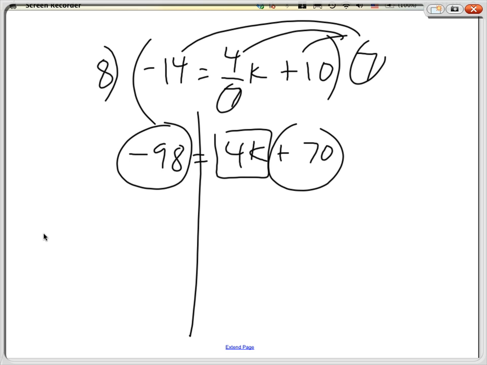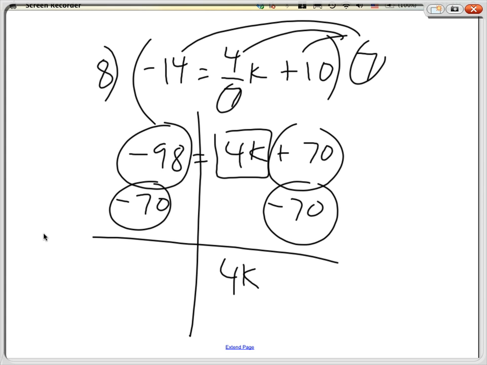Okay, where do you move that? Left. How do I move the positive 70 to the left? Good. So I'm going to subtract it over. Notice always opposite operation. Adding or subtracting to move the entire term over. So I'm going to subtract the 70 over. I have now 4k on the right-hand side. And what is negative 98 minus 70? What is it? Negative 168. Okay, negative 168. And then, of course, the last step.